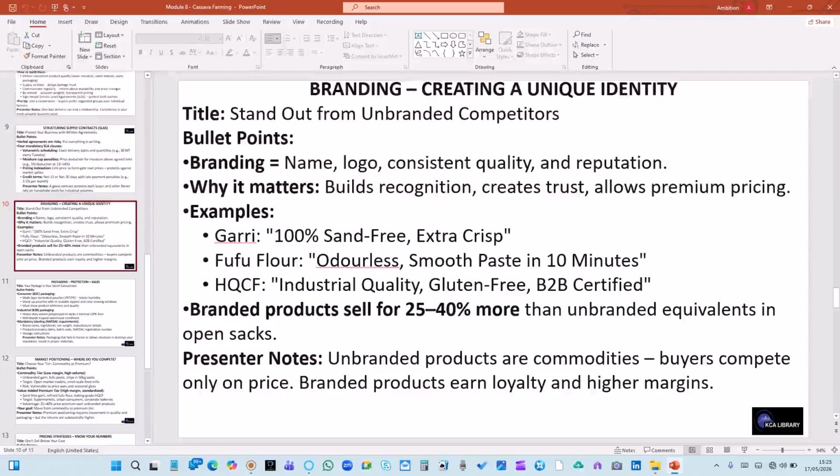Branded products sell for 25 to 40% more than unbranded equivalents in open sacks. Note, unbranded products are commodities. Buyers compete only on price. Then branded products earn loyalty and higher margin.